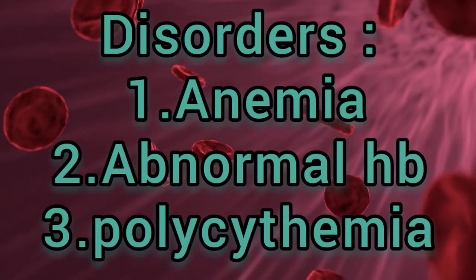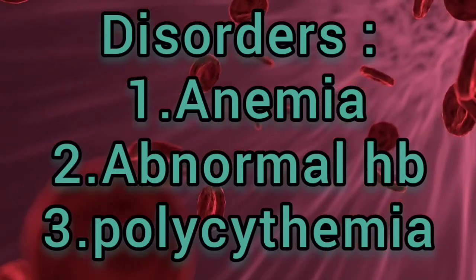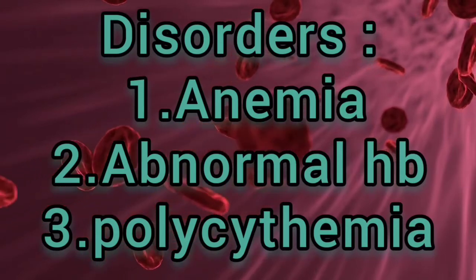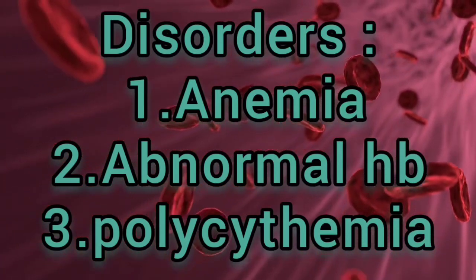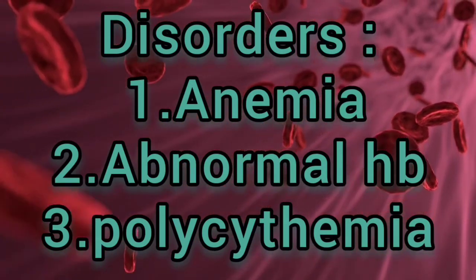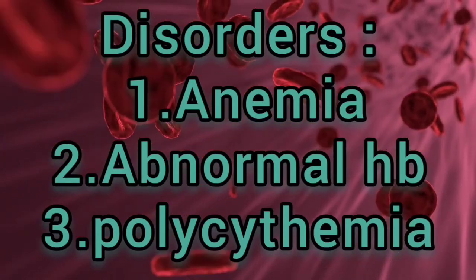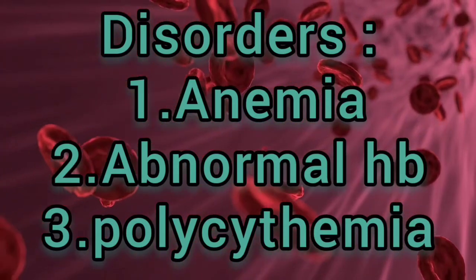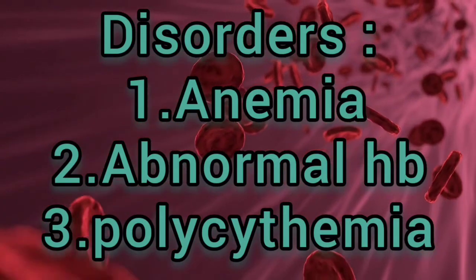Now the next one is the disorder in the RBC. So the first one is the anemia. In this there is a decreased hemoglobin level in the body. So due to this the cells and the tissue of the body can't get the proper amount of oxygen. Now the second one is the abnormal hemoglobin, यानी कि हीमोग्लोबिन है वो abnormal condition में होगा, normal उसका structure नहीं होगा. And the third one is the polycythemia. In this condition the RBC is increased.